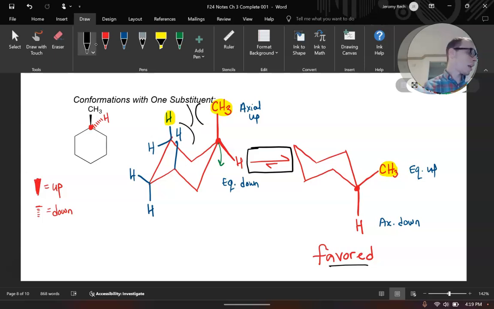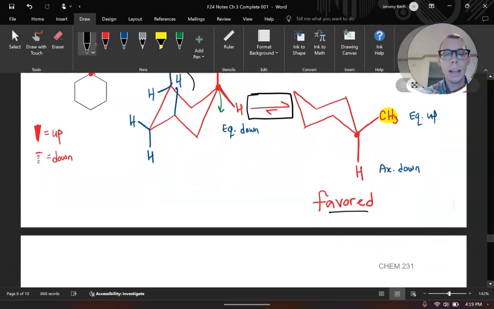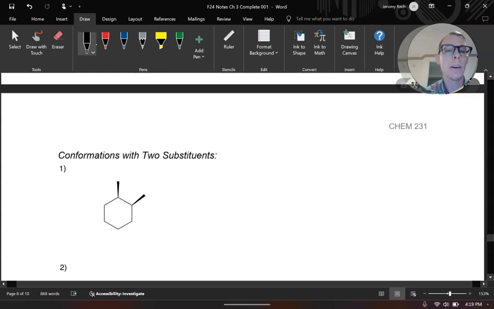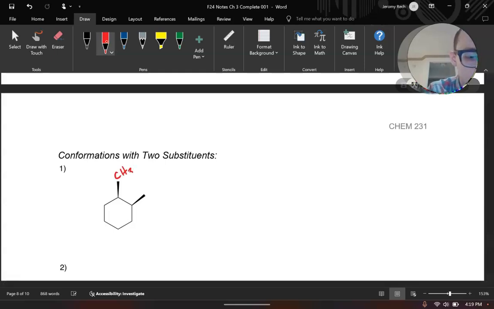Now let's go ahead and look at another example. Let's look at one that actually has multiple different substituents. So let's focus on this one here. In this case, we're going to have two different CH3s.